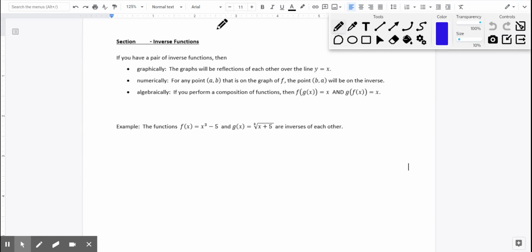Today's lesson is going to be on the topic of inverse functions. If you're in the Unified class or Pre-Calc Enriched, this is section 1.6 in your textbook. If you're in the Period 4 Pre-Calc class, this is section 3.6 in your textbook.